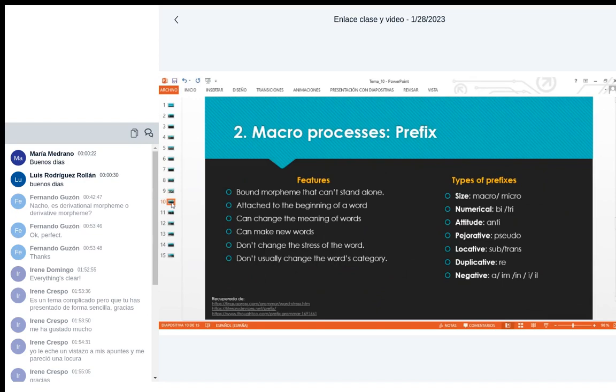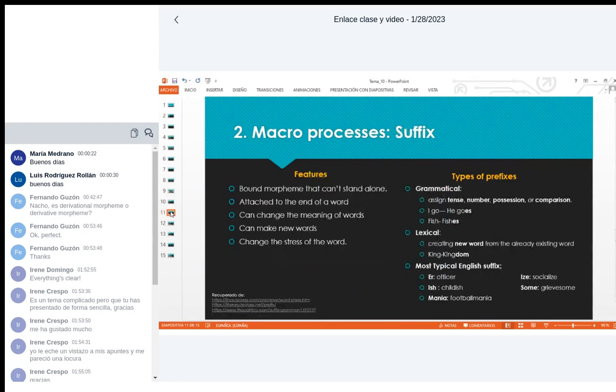The types of prefixes that we have can be classified according to their meaning. So we have the size, macro, micro, the numerical, bi or tri, the attitude, anti, that is against, the pejorative, pseudo, locative, sub, which is under, or trans, which is across, duplicative, which is making again, or the negative, which is expressed by a-, in-, im-, or il-, such as illegal, impossible, or immoral.